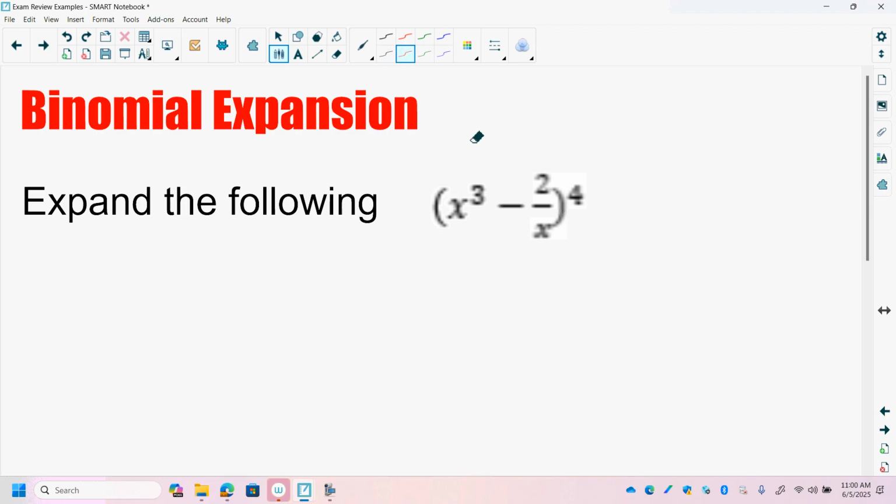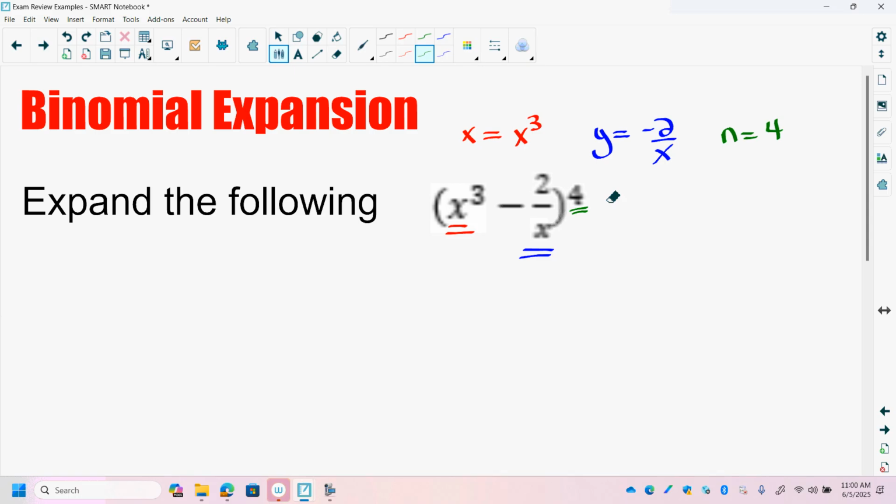First thing we've got to do is identify our x value. That's the first term in the binomial. We're going to find our y value. That's the second term in the binomial. And what's the n value? 4. That's the exponent.